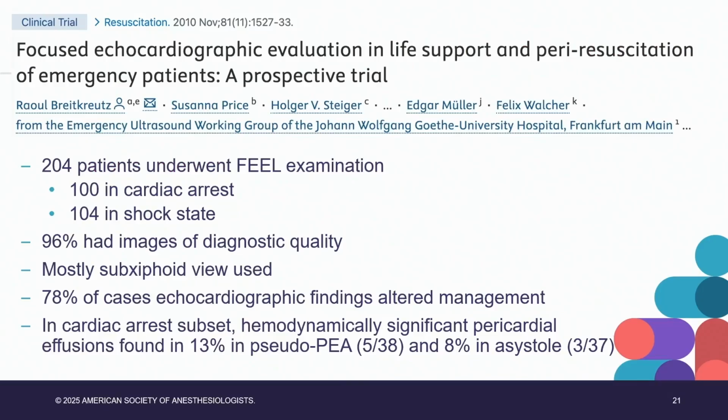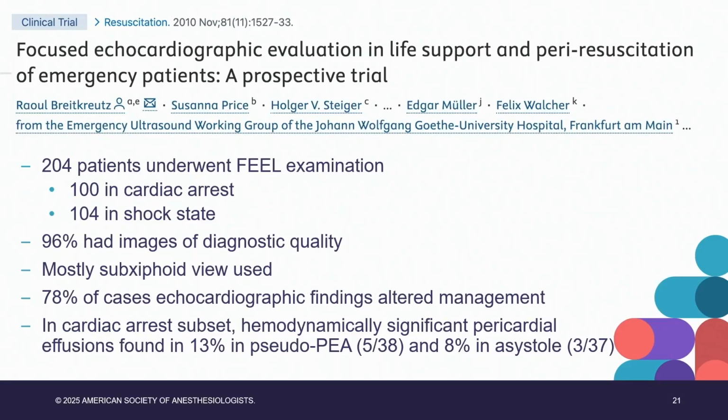So going on, let's talk about how ultrasound during cardiac arrest or in hypotension can alter management. This is a study called the Focused Echocardiographic Evaluation and Life Support and Peri-Resuscitation of Emergency Patients. It's a prospective trial. They had 204 patients. They underwent the FEEL exam, so that's one of our POCUS protocols that we listed at the beginning. 100 of them were in cardiac arrest, and 104 were in a shock state. 96% had images of diagnostic quality. I would say that's positive. We can do this. We can get images that will make a difference.